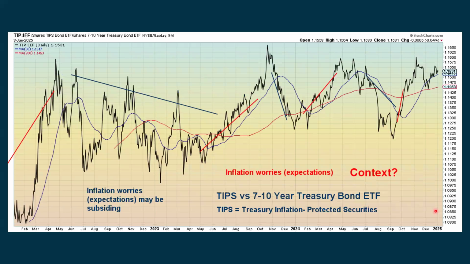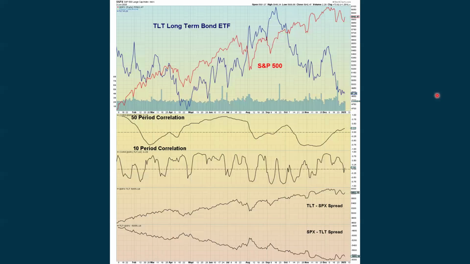But when we go out another step and we look at 7 to 10 year bonds, then there's more inflation concerns. So on the longer end of the yield curve, we have been going up with this ratio. So the market is concerned about this. It would be more positive if interest rates start to come back down and this ratio also starts to come back down. Then we look at the long-term bond ETF, the TLT, and compare it with the S&P 500.